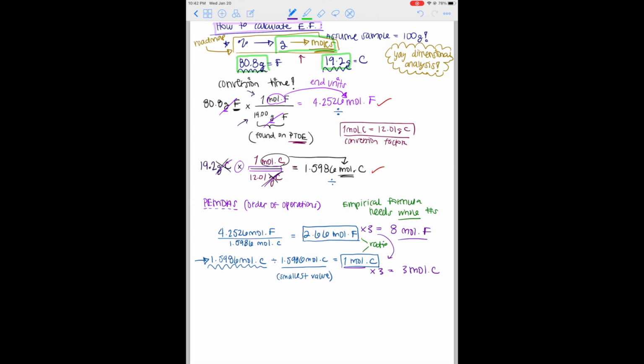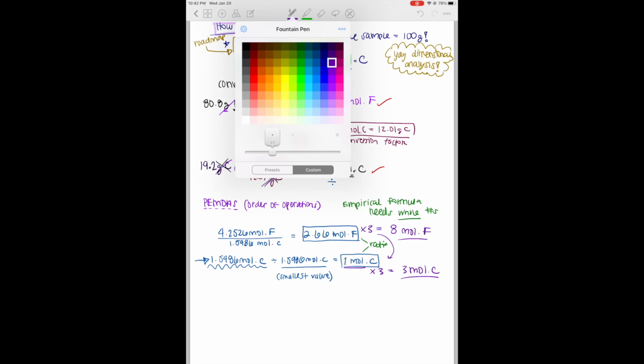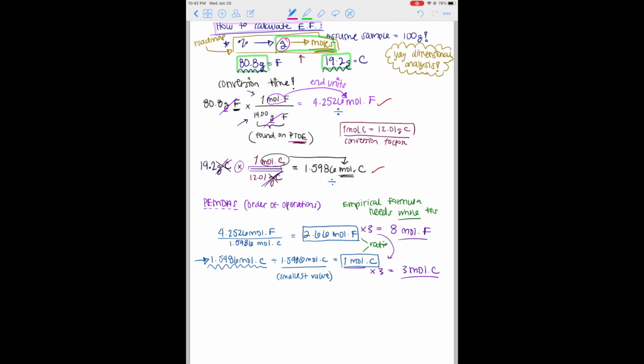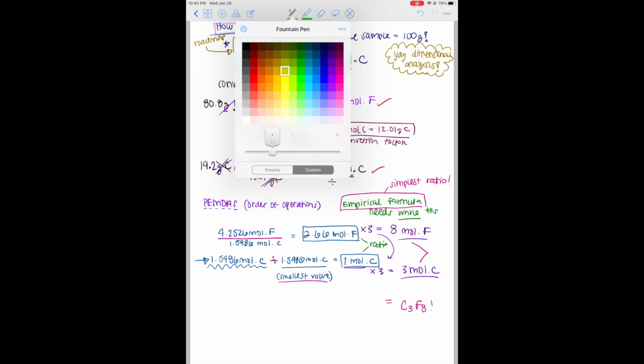Now we have found our final answers of 8 moles of fluorine and 3 moles of carbon after applying dimensional analysis, converting our units from grams into moles, and dividing each element by the element with the smallest number of moles. This gives us the empirical formula, also known as the simplest ratio of elements in a compound. In conclusion, the simplest ratio of atoms in this problem, based on the given mass percentages of fluorine and carbon, is C3F8. We now know how to find our empirical formula when given the mass percentages.